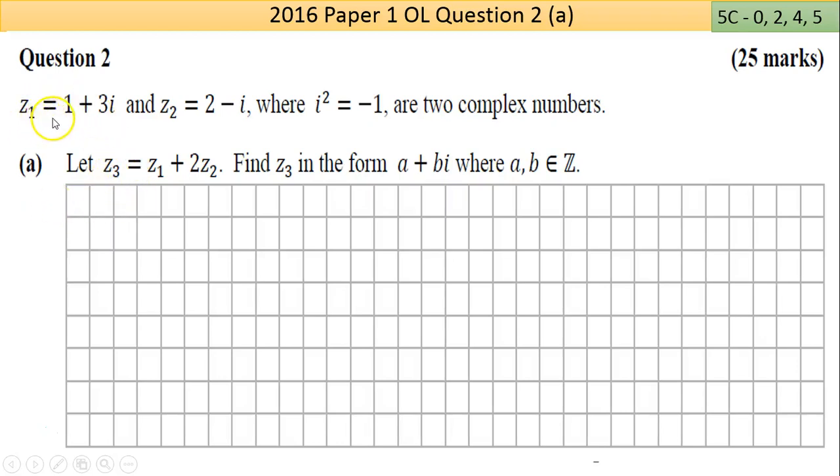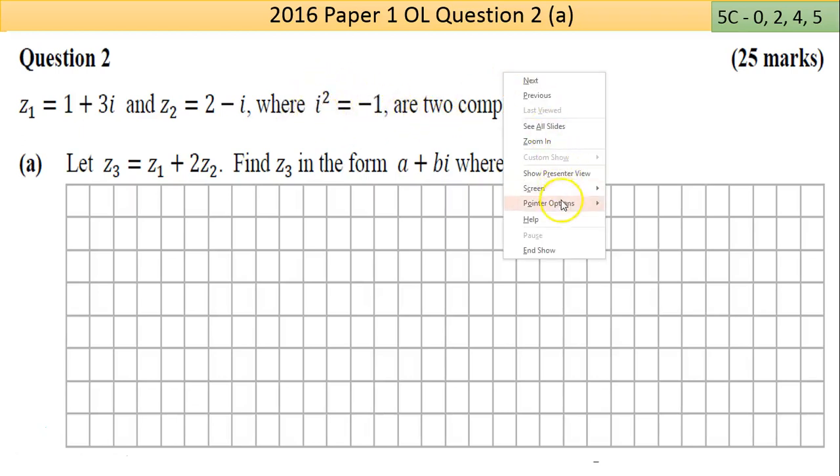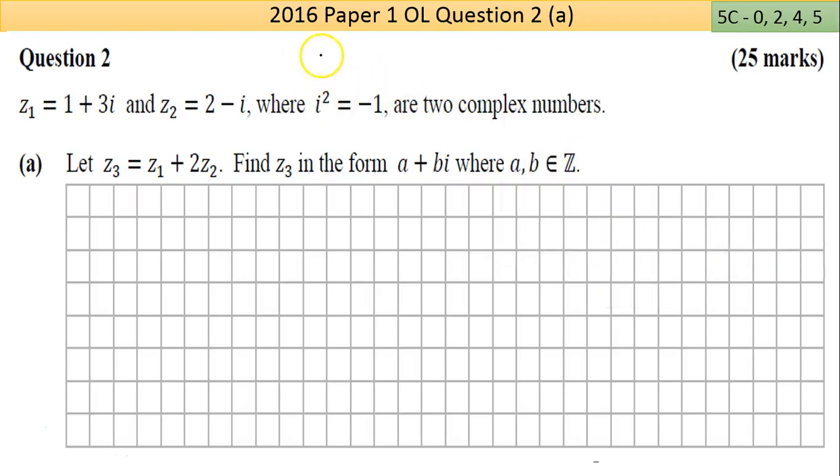Let's read the question. Z1 is given as the complex number with real part 1 plus 3i, the imaginary part, and the second complex number, Z2, is given as real part 2, imaginary part minus i. Now, always remember, in complex numbers, it's very important that i squared equals minus 1, and the secondary concept, which you probably will never have to use, is that i is equal to the square root of negative 1. So let's get stuck in.